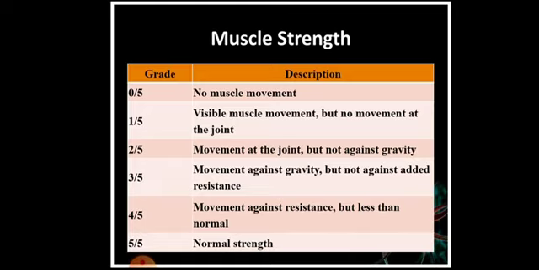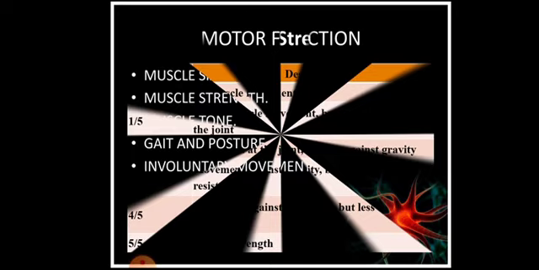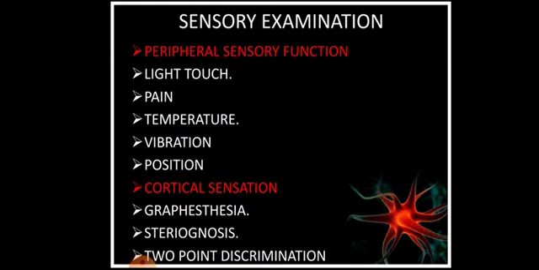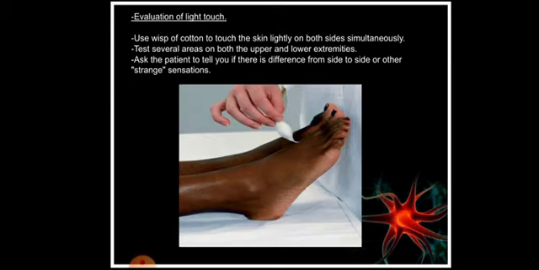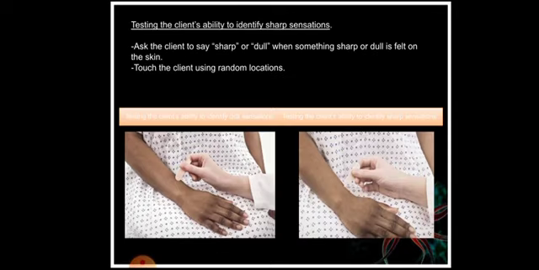Then next we can move on to the sensory examination. In that you have to assess the peripheral sensory function and cortical sensation. Peripheral sensory function, the light touch: use a wisp of cotton to touch the skin lightly on both sides simultaneously. Test several areas on both the upper and lower extremities and ask the patient to tell if there is any difference from side to side or any other strange sensation the patient feels.